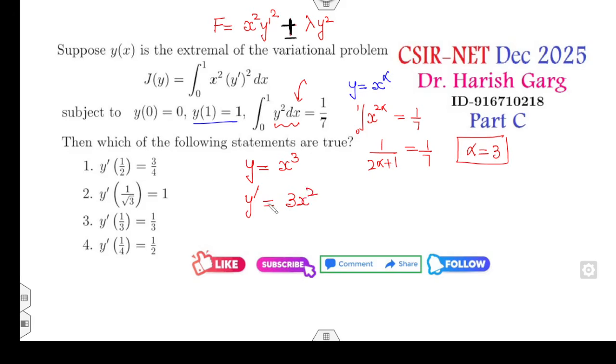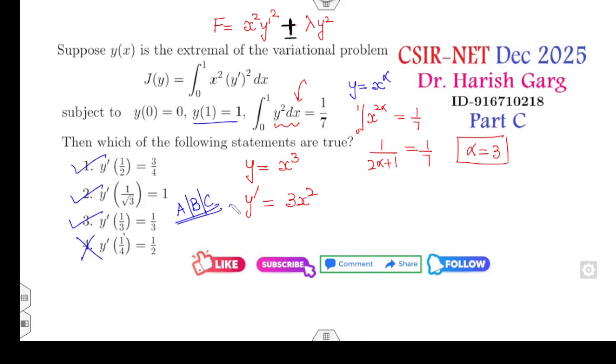Y prime of 1 by 2 is 3 by 4, satisfied. 1 by root 3: 3 into 1 by 3 is 1, satisfied. 3 into 1 by 9 is 1 by 3, satisfied. 1 over 4 gives 3 by 16, not satisfied. A, B and C are the right answers of this problem.